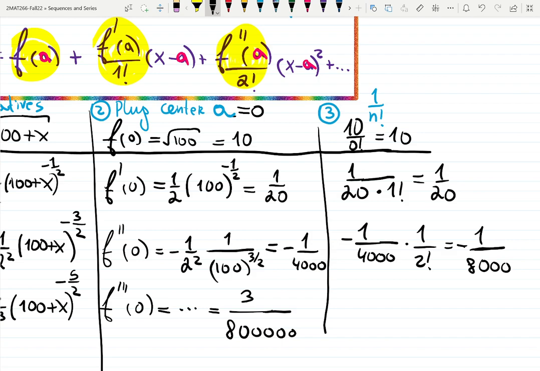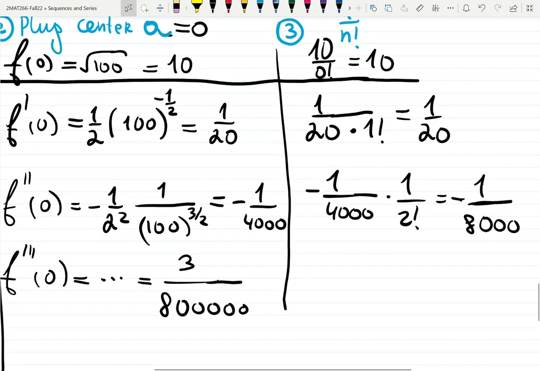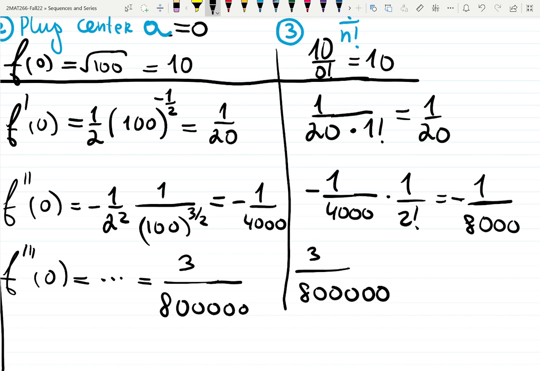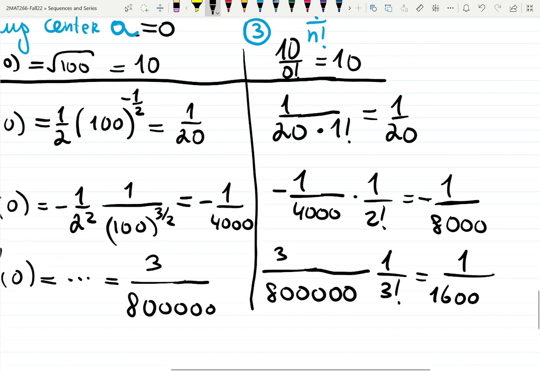So now it's going to be minus 1 over 8,000. Let me know if my handwriting is not good. Then 3 over 8 and 5 zeros, divided by 3 factorial. 3 factorial is 6 because it's 1 times 2 times 3. So that will simplify with 3, so it's actually multiplied by 2 in the denominator. So it's going to be 16 and 5 zeros.